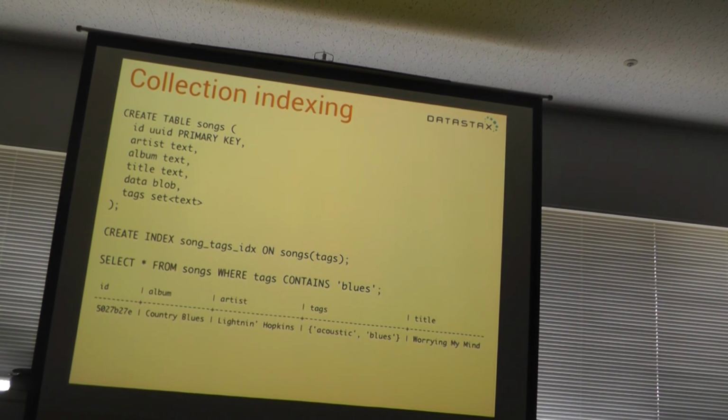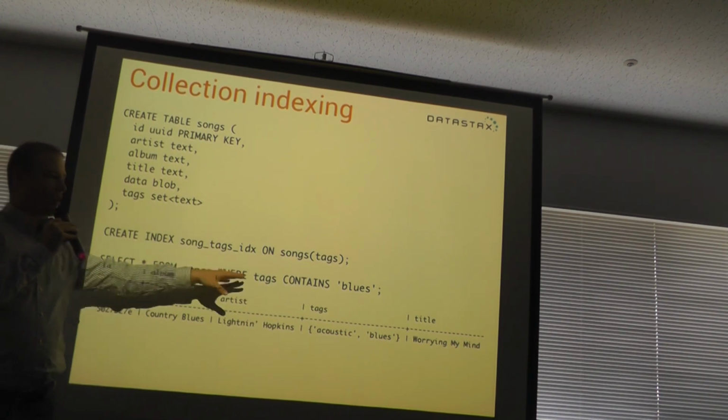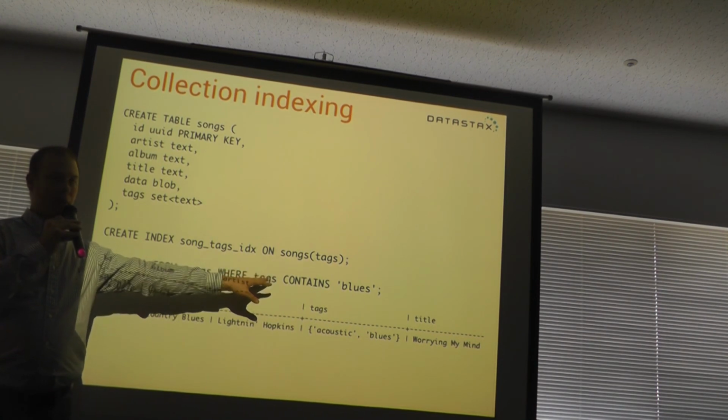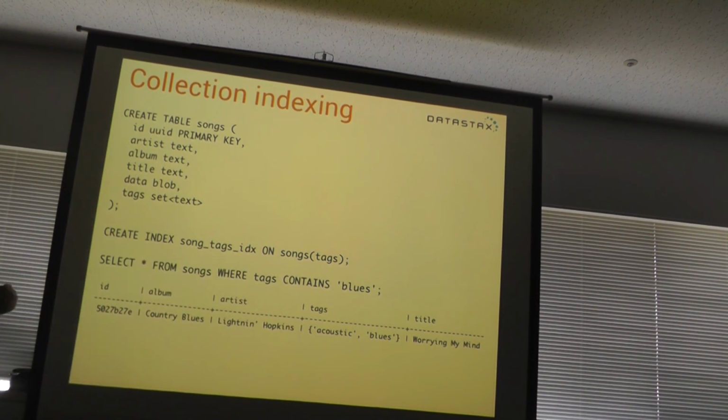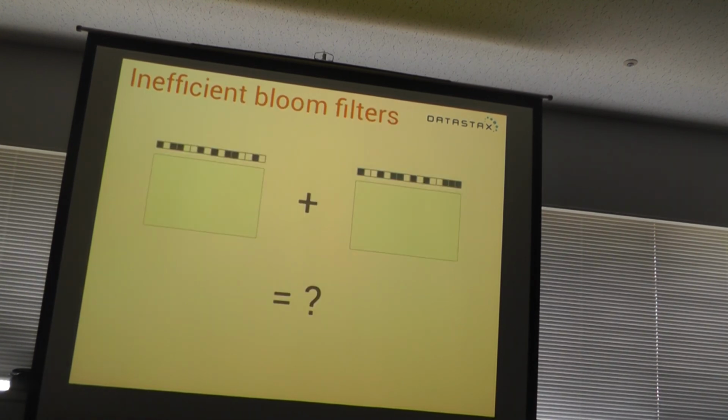The next big feature for CQL in 2.1 is also related to collections. We've added the ability to create indexes on collections. So if I have a table of songs that has a tags column that is a set of text, I can create an index on that column and then say select star where tags contains, so that's a new keyword, tags contains blues. And that will give me back my result set.